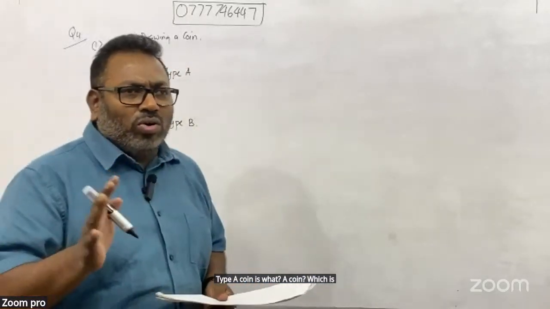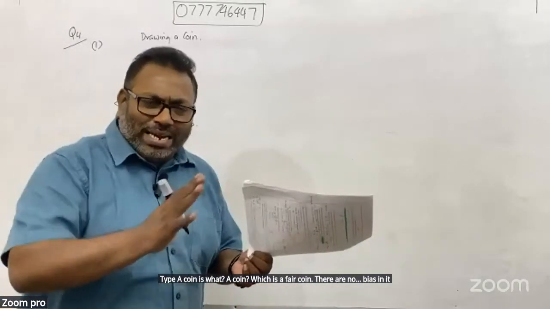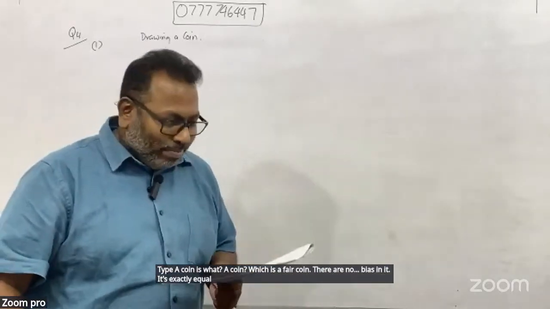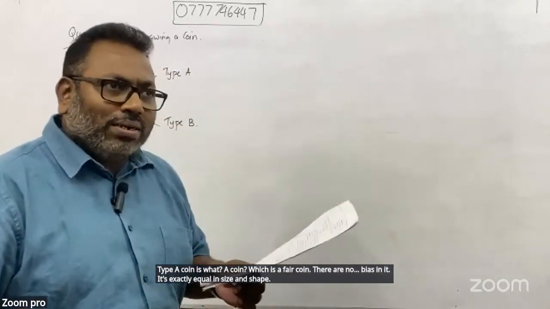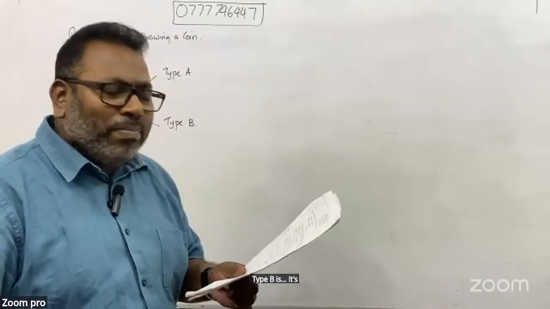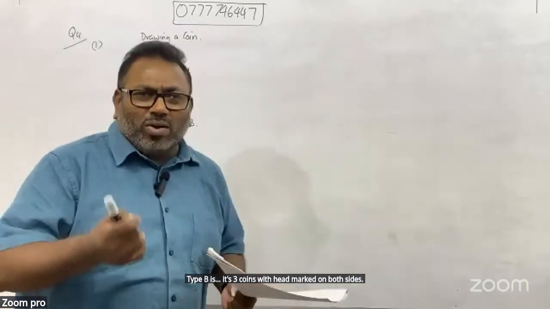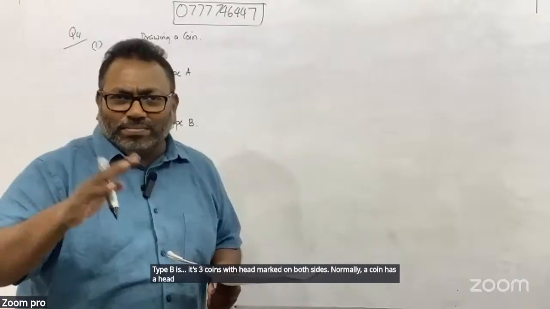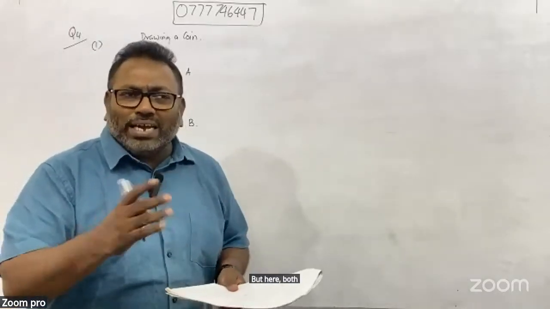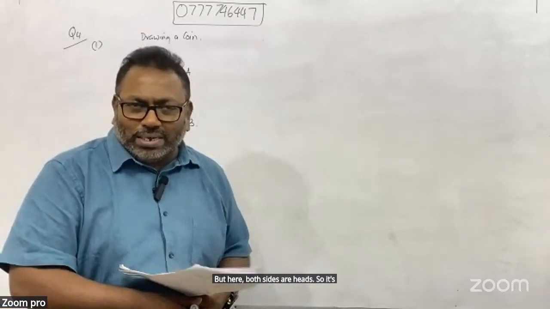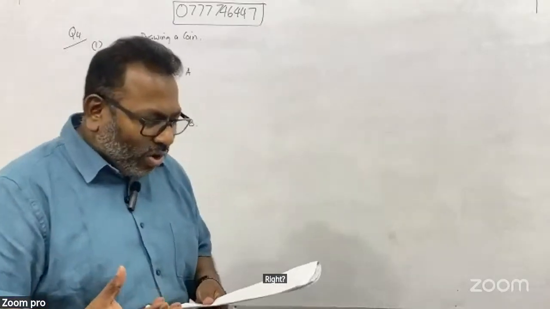There is no bias in it. It's exactly equal in size and shape. Type B is 3 coins with head marked on both sides. Normally a coin has a head as well as a tail, but here both sides are heads. So it's going to be a biased coin, right? Not a fair coin, right?